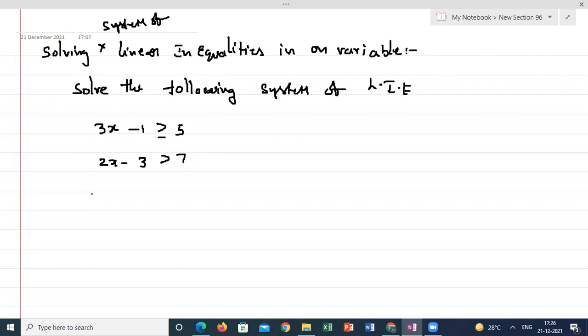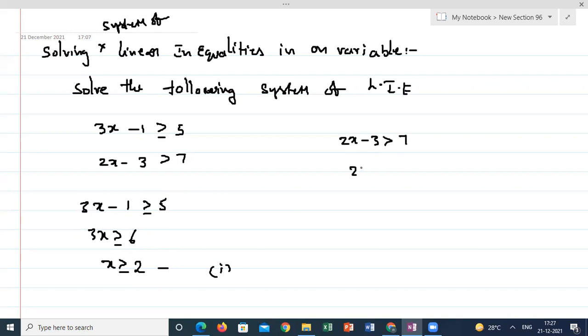So common statements here, the common solution set will satisfy both the expressions. So that is the final solution set of this system of linear equations. First, I am taking 3x minus 1 is greater than or equal to 5, 3x is greater than or equal to 6, x is greater than or equal to 2. This is my first one. When it comes to the second one, 2x minus 3 greater than 7, 2x is greater than 10, x is greater than 5. This is my second set.